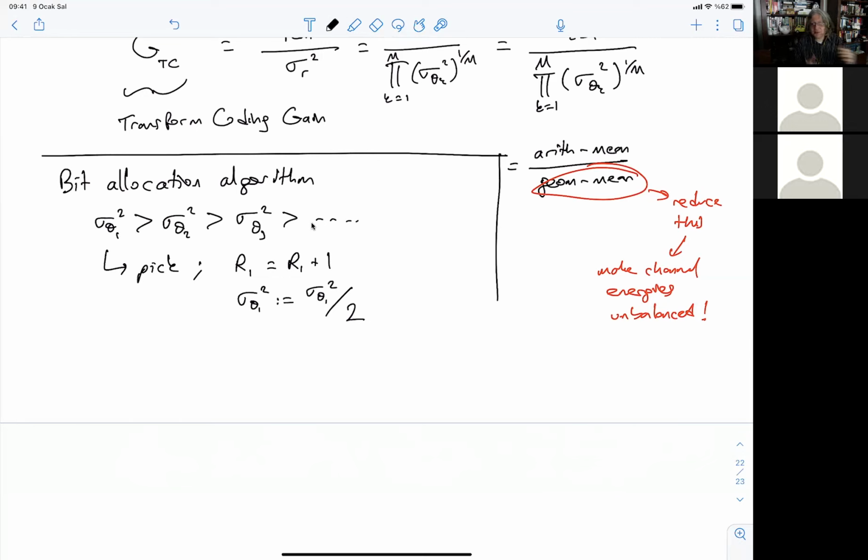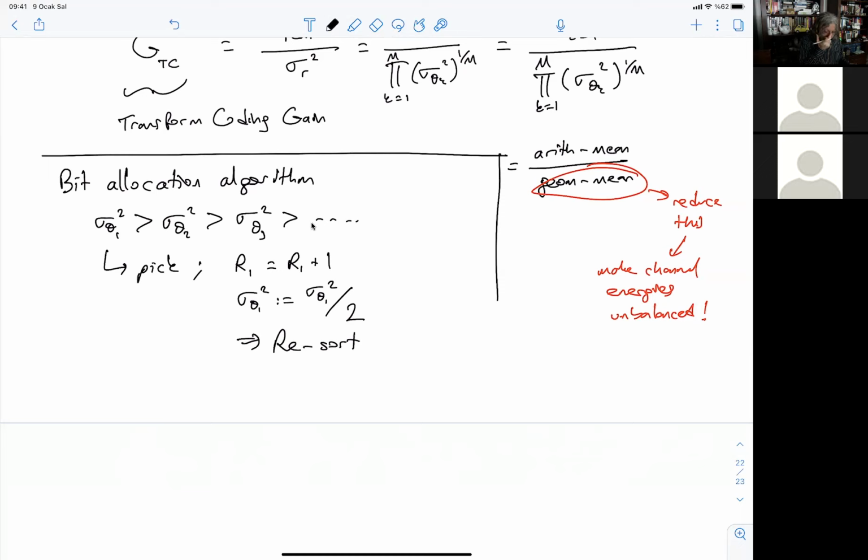You assign 1 bit, you reduce its energy by half, because every bit is capable of explaining half of the data. So you already explained half of the data. So now you can consider its energy to be reduced to half, because half of the energy is already explained with that extra 1 bit. And then make a resort. You sort it again.